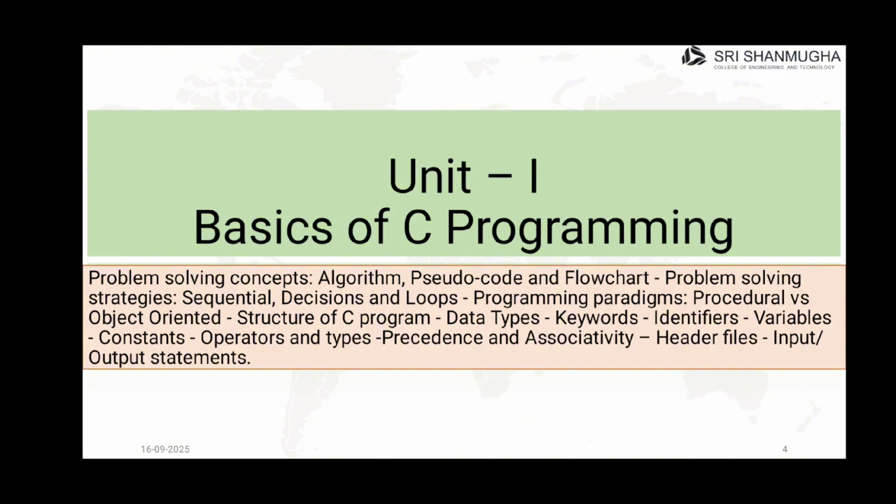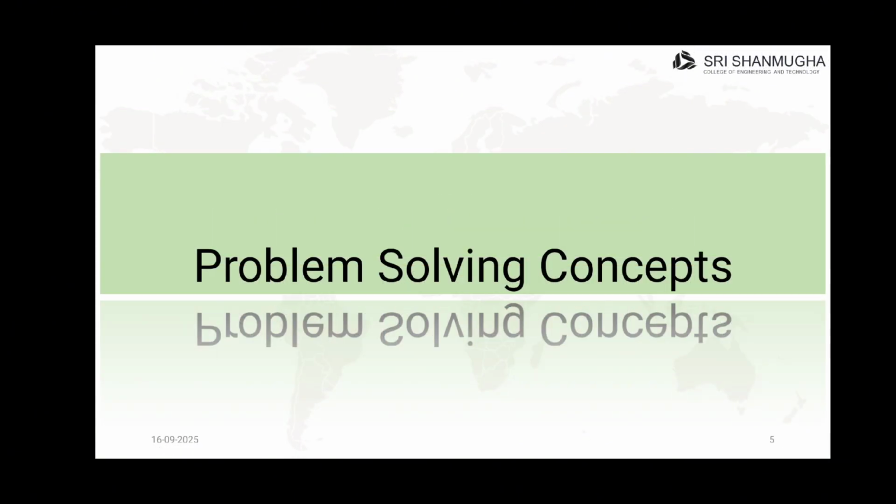Today we have the topic of basics of C programming in Unit 1. The topics in Unit 1 are: problem solving concepts; algorithm, pseudocode and flowchart; problem solving strategies; sequential, decisions and loops; programming paradigms, procedural versus object oriented; structure of C programming, data types, keywords, identifiers, variables, constants, operators, types, precedence and associativity, header files, and input and output statements. The first topic is problem solving concepts.